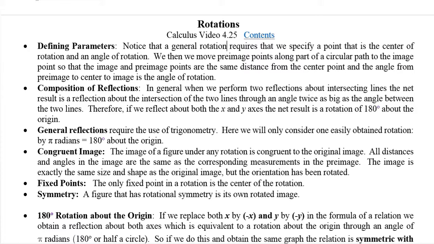In general, we perform two reflections about intersecting lines. The net result is a rotation about the intersection of the two lines through an angle twice as big as the angle between the two lines. Therefore, if we reflect both about the y-axis and the x-axis in either order, the net result is a rotation of pi radians, 180 degrees, about the origin. So general reflections and general rotations require the use of trigonometry.